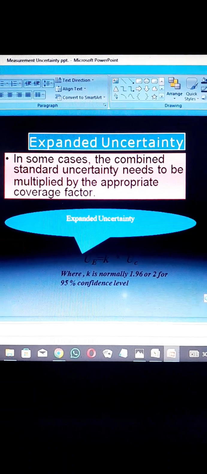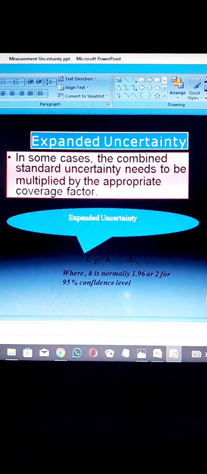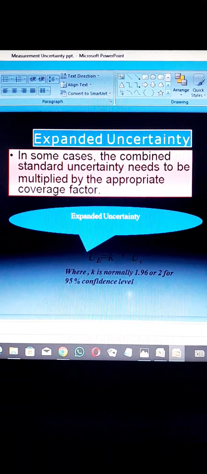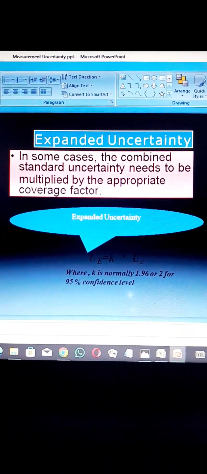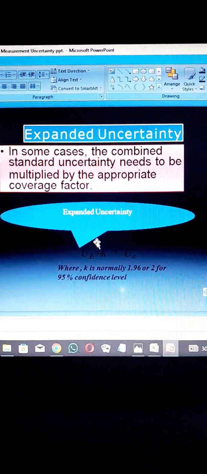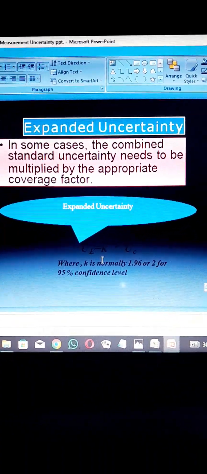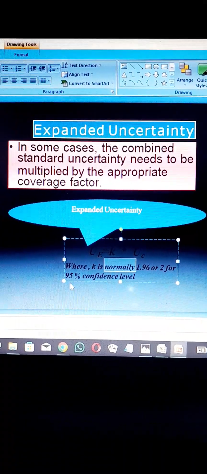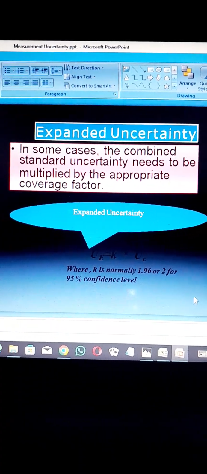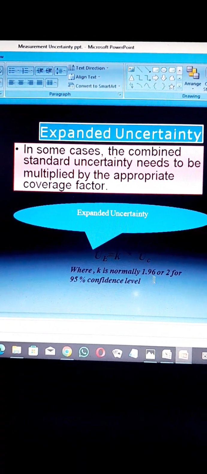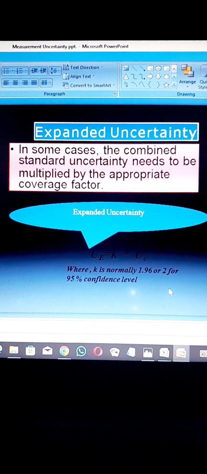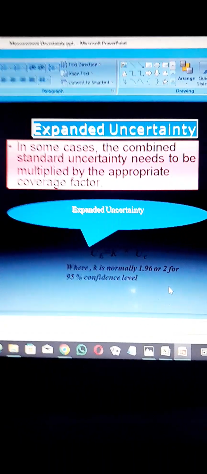Then come to expanded uncertainty. In some cases, the combined standard uncertainty needs to be multiplied by the appropriate coverage factor. This is called expanded uncertainty, where U equals k times UC, where k is normally 1.96 or 2 for the 95% confidence level.